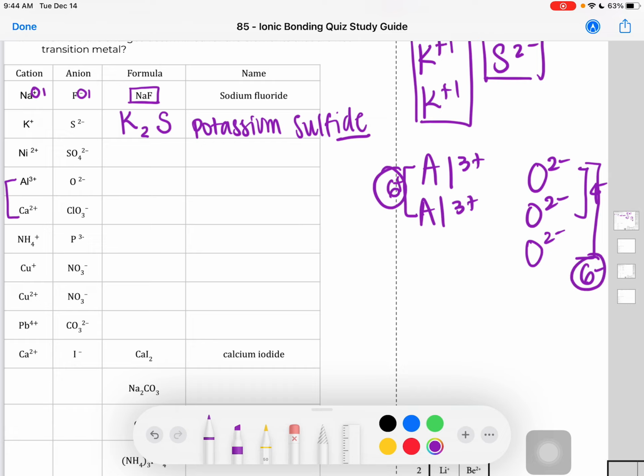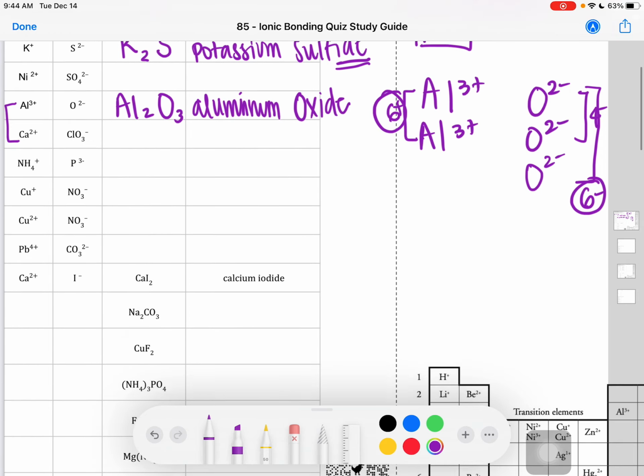They equal 0. So here we have 2 aluminums, so it's Al with a subscript 2, and there are 3 oxygens, so O3. Okay, so for the naming, you take the regular name of the first one, which is aluminum. And for oxygen, instead of oxygen, you change it to the ide ending, so it's oxide. Aluminum oxide. Cool. And then we'll keep going.